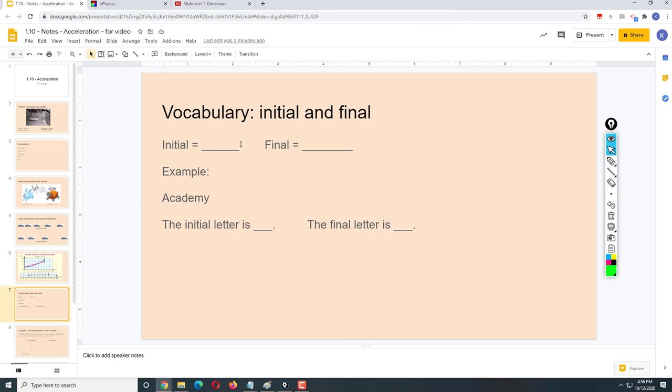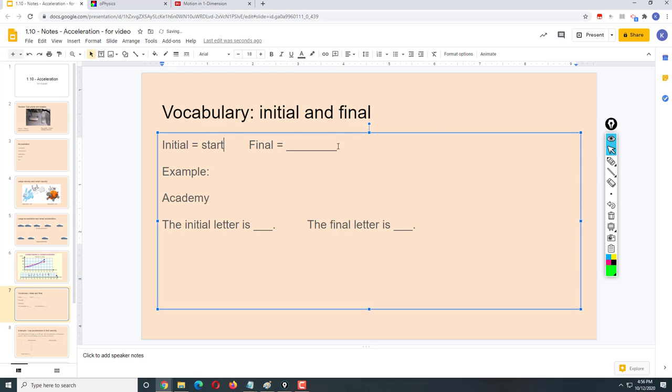Some vocabulary. Initial means start, final means end. Here we have a word, academy. The initial, that means the first letter, is A. The final letter is Y. So in this lesson, we will talk about initial velocity and final velocity.